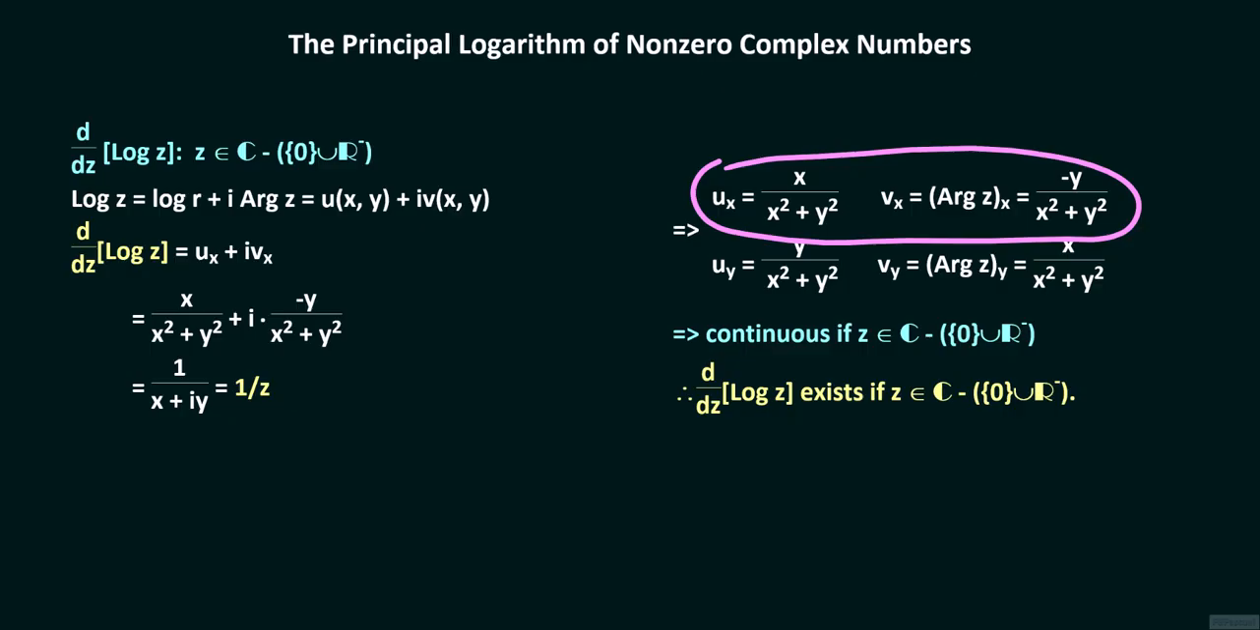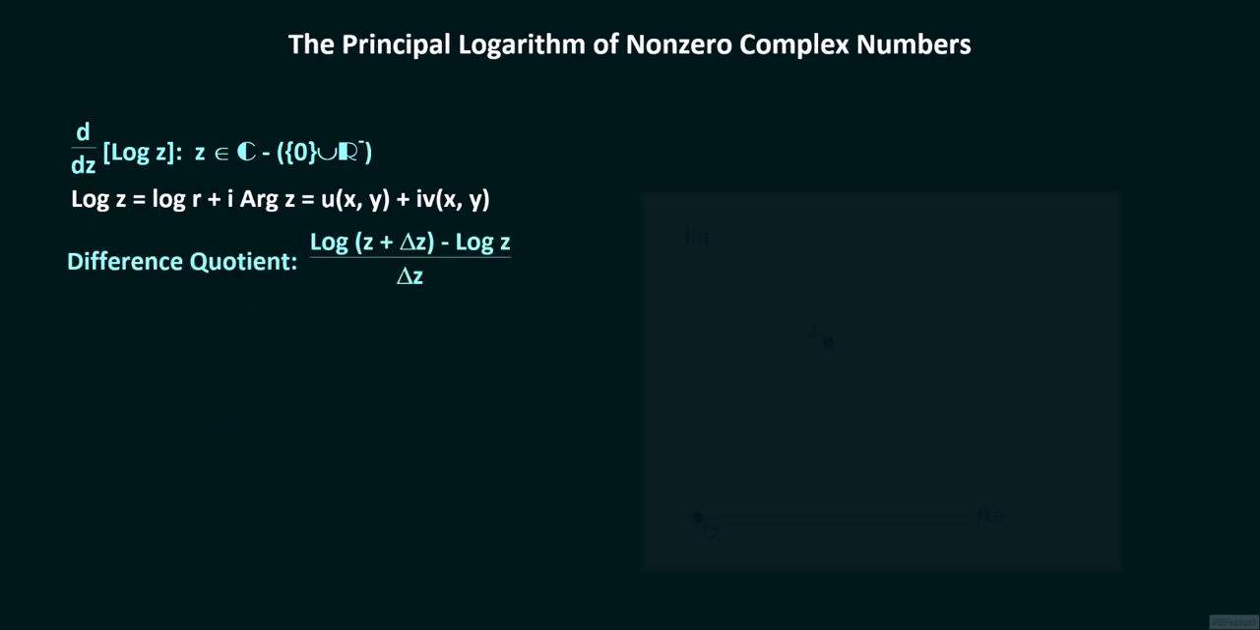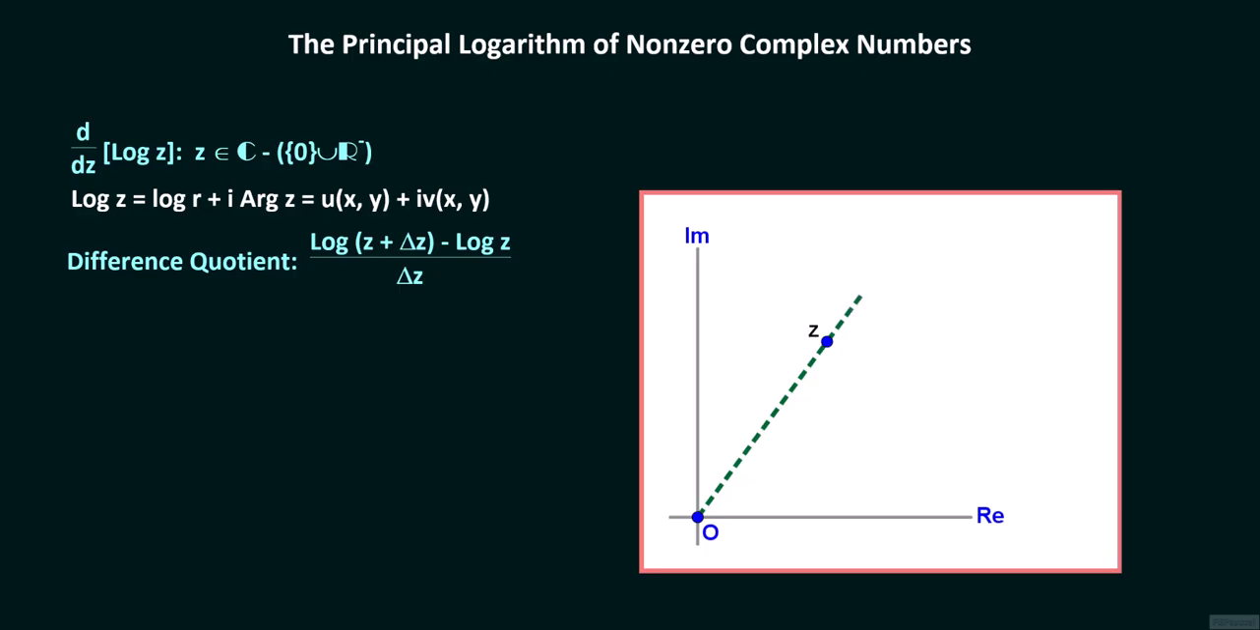For the second method, we use the difference quotient. We choose the radial line through z along which we find the derivative. This radial line has as equation theta equals the principal argument of z. Let z plus delta z be a point on this radial line. Without loss of generality, we assume that z is between the origin and z plus delta z on this radial line. Let delta r be the distance between z and z plus delta z, so that the absolute value of z plus delta z equals r plus delta r.